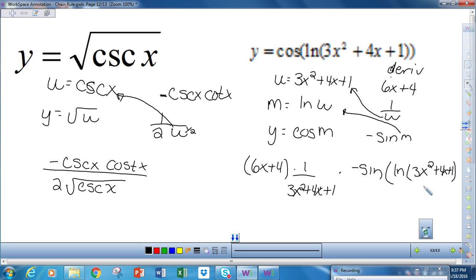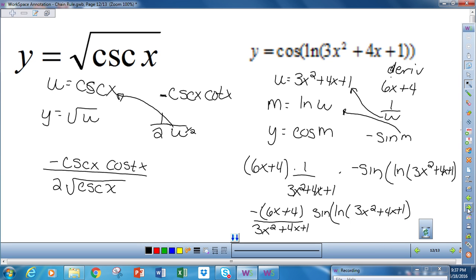And then, of course, we can simplify all of this. The only real simplifying I would do would probably say this is negative 6x plus 4 over 3x squared plus 4x plus 1 times the sine of the natural log of 3x squared plus 4x plus 1. That's pretty much all the simplifying that we can do.